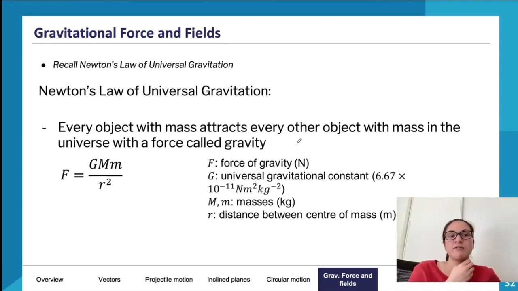3 questions left. So we've got Newton's law of gravitation. So we're now up to gravitational force and field. This is a very large-ish topic.